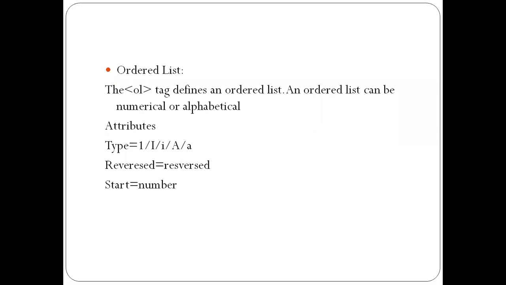Third attribute of OL tag is start. Start is equal to number. Means if you want to start your list from 9, then start is equal to 9. If you want your list in alphabet, then type is equal to A and start is equal to, for example, I want to start from 2, so start is equal to 2. That is the ordered list.